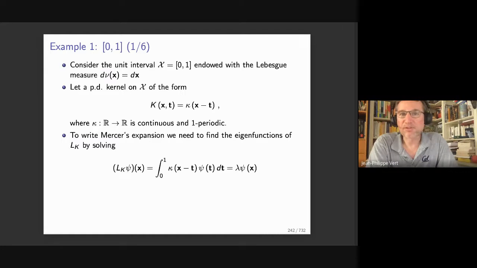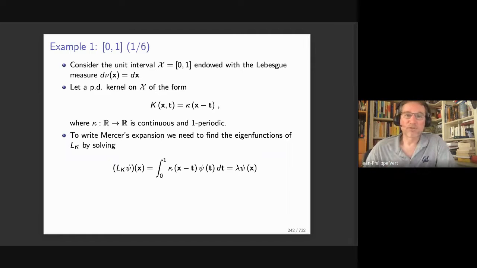So the question is, in that setting, it depends on k, of course, but can you compute the Mercer basis? What is the lambda k? What is the psi k? And how do you write the kernel in terms of lambda k psi k?